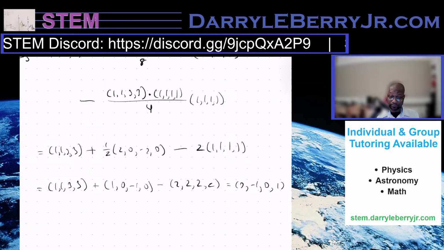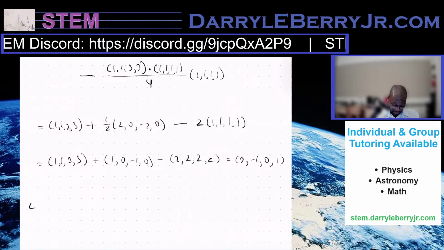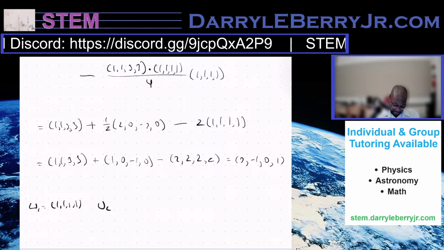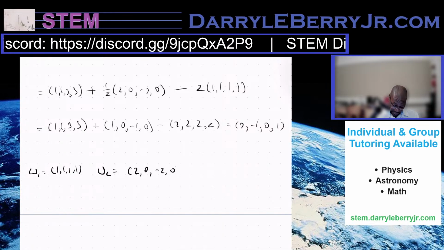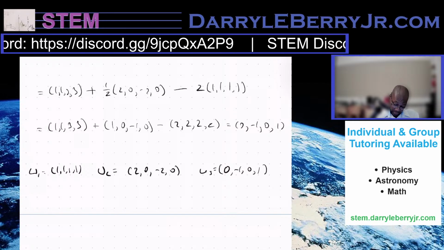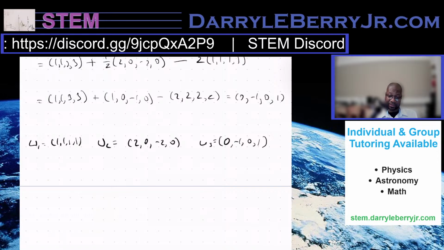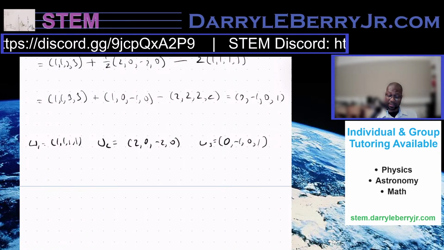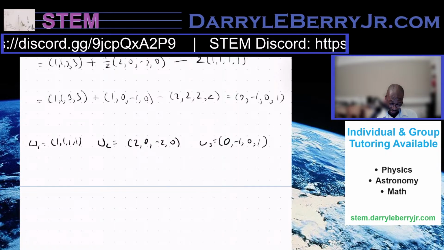They got that. So that's how we get the orthogonal basis. So W1 equals 1, 1, 1, 1. W2 equals 2, 0, negative 2, 0. And W3 equals 0, negative 1, 0, 1. And all we have to do is divide each by the length of each to normalize each one. And then we can put it into a matrix to get the orthonormal matrix.